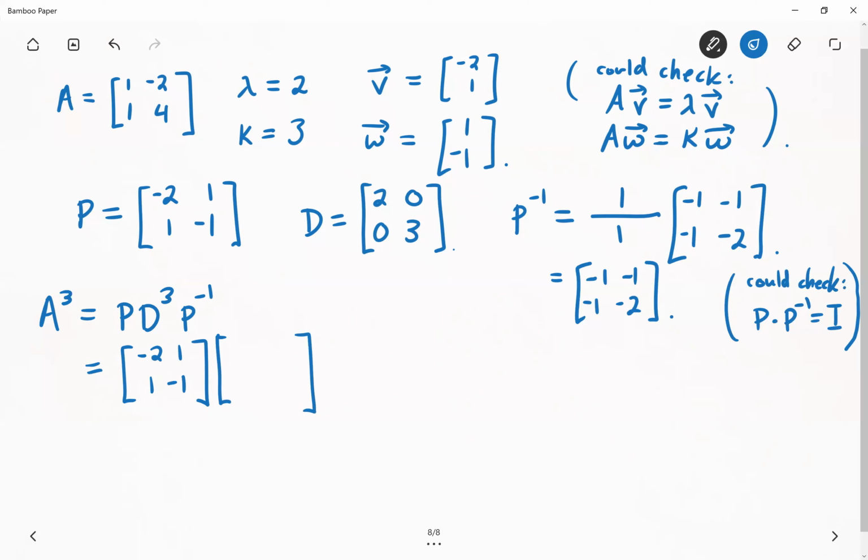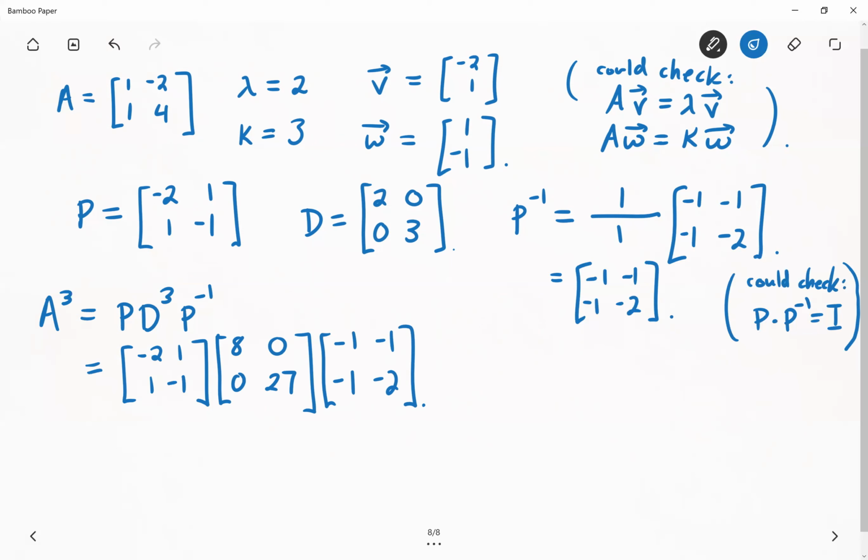Now this only works for diagonal matrices. I can just cube the numbers on the diagonal. 2 cubed is 8, 0, 0. 3 cubed is 27. And then P inverse is -1, -1, -1, and -2.